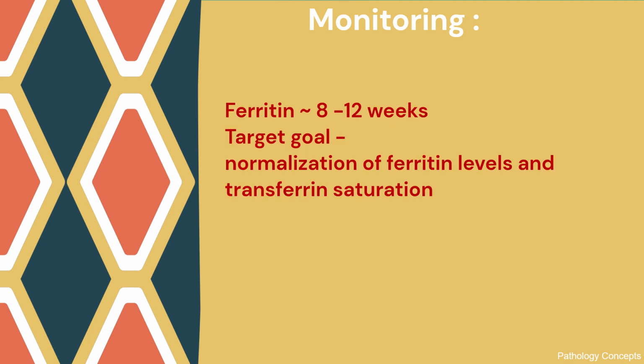Monitoring. The hemoglobin level should increase by 2 gram per dL within 4 to 8 weeks of initiating therapy. The ferritin should be rechecked 8 to 12 weeks after completion of treatment, as normalization of ferritin levels and transferrin saturation is a target goal.